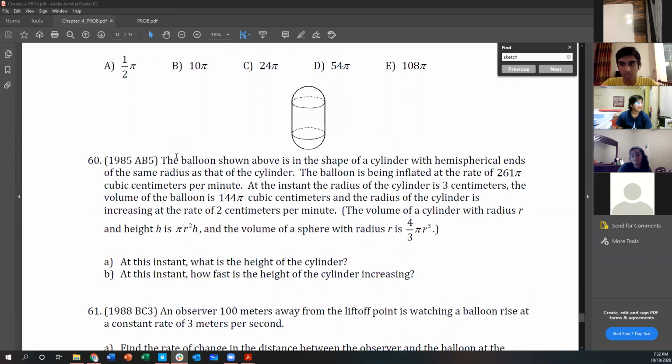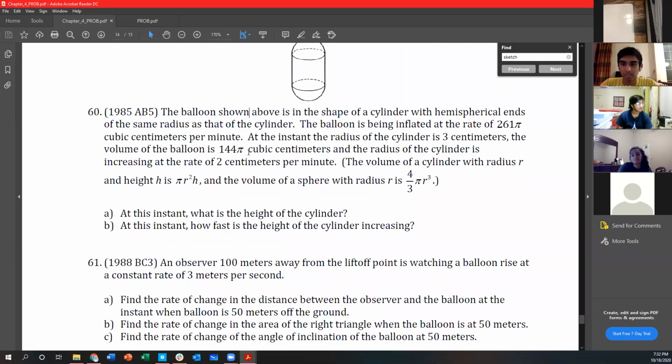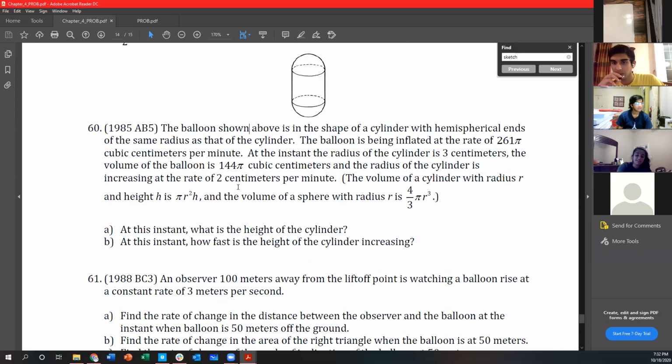I think this is related rates too, and it's an FRQ. So do you want to try this one real quick? Yeah, sure. Wait, people left. I didn't even see that. Few people left. That's fine. And we're recording this, so if you really need to go, that's fine too. You can always go back and see later.